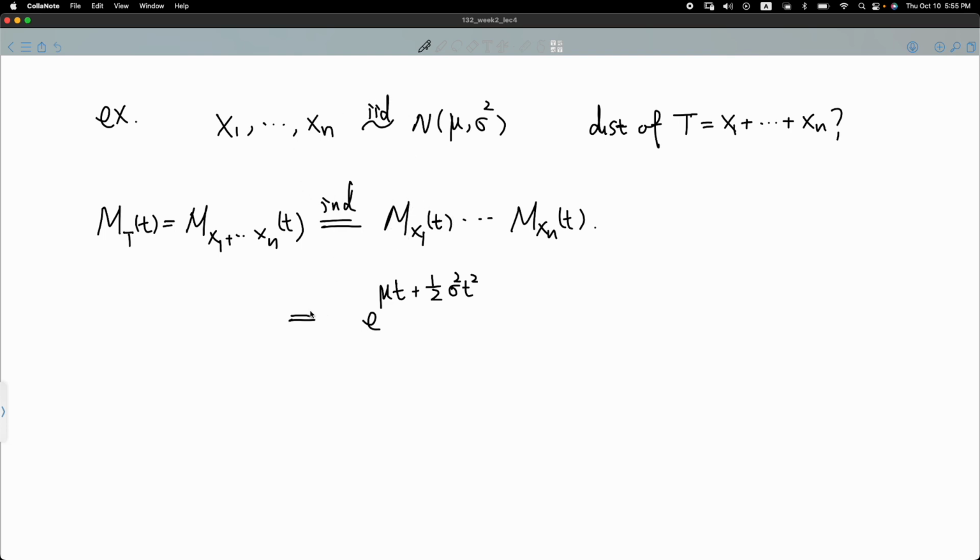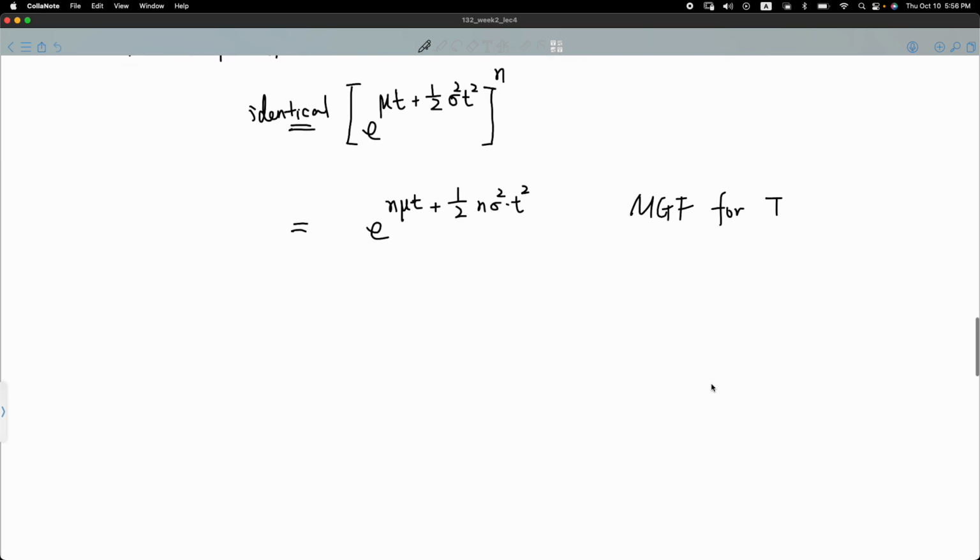And now we are going to use the second keyword, which is identically distributed. Because each of them has the same formulation for the moment generating function, the product of them is just this expression raised to the power of n. To simplify this, we have e raised to the power of n times mu times t, plus 1/2 n times sigma squared times t squared. So that is the moment generating function for T. Any conclusion that we can derive from here regarding the distribution for T?